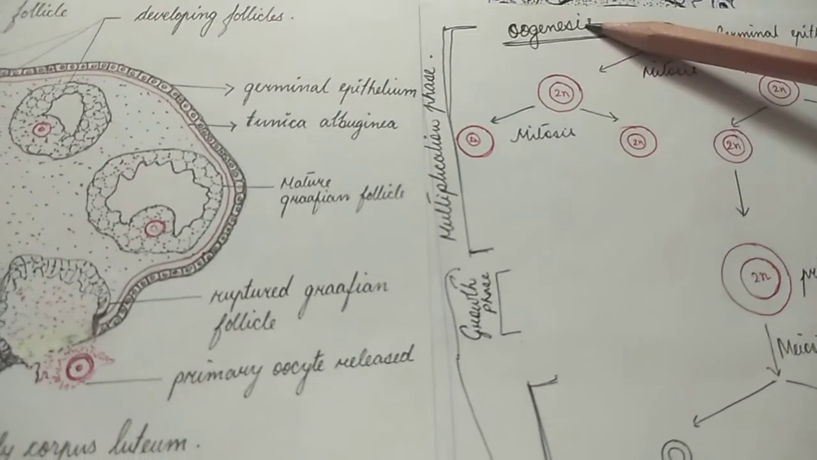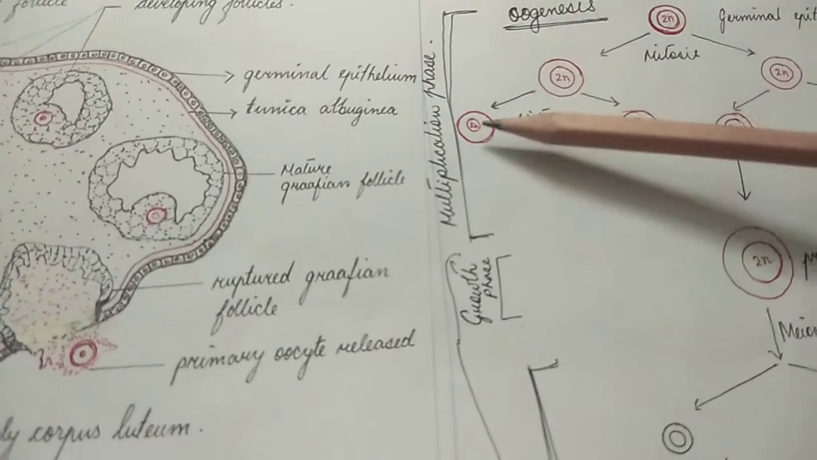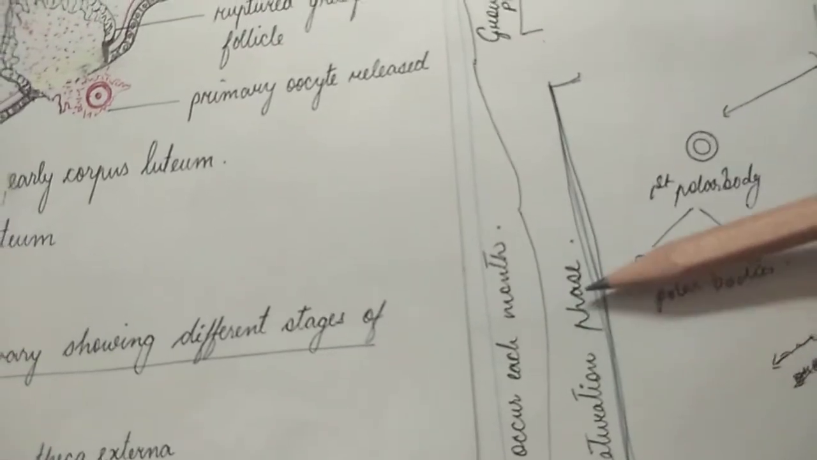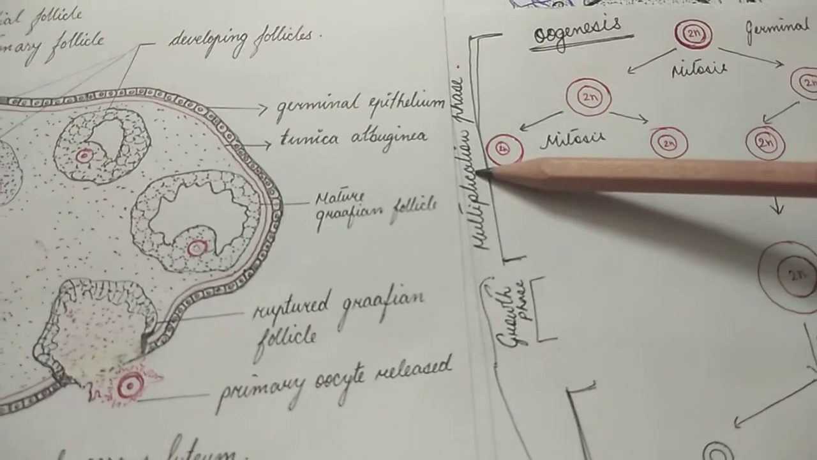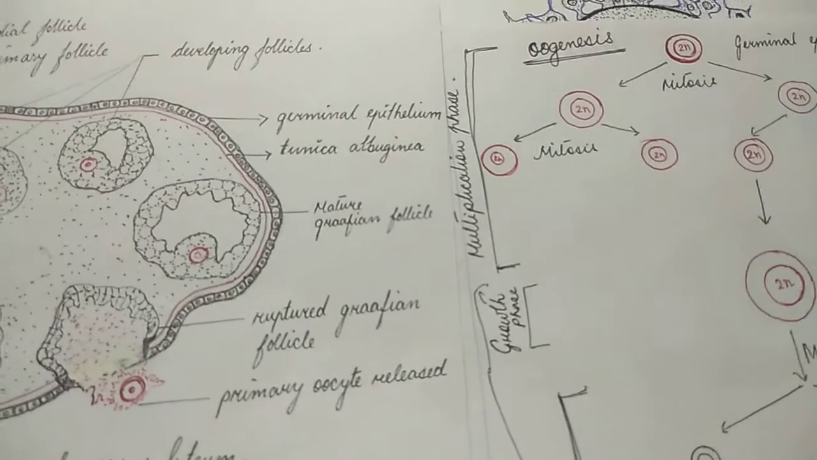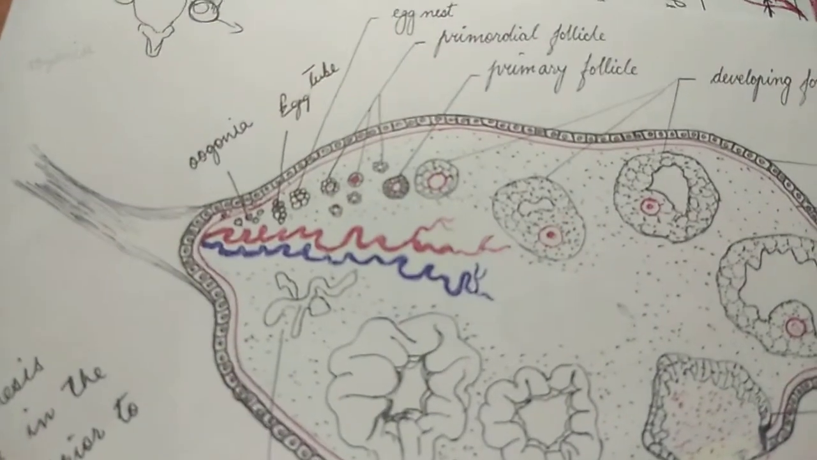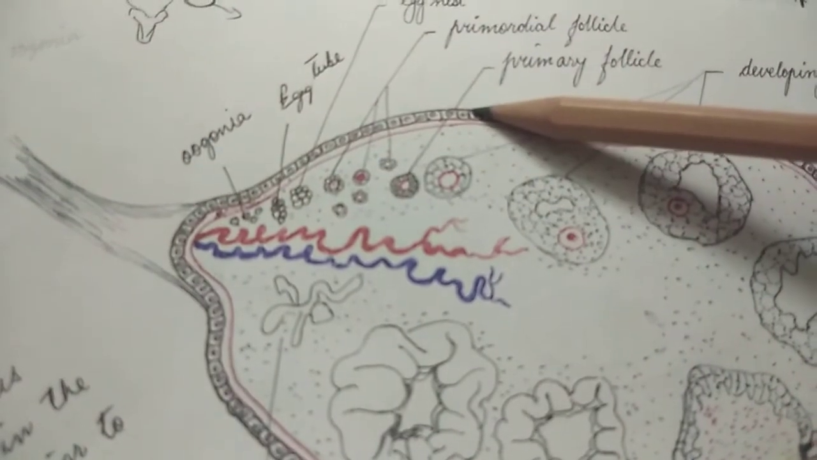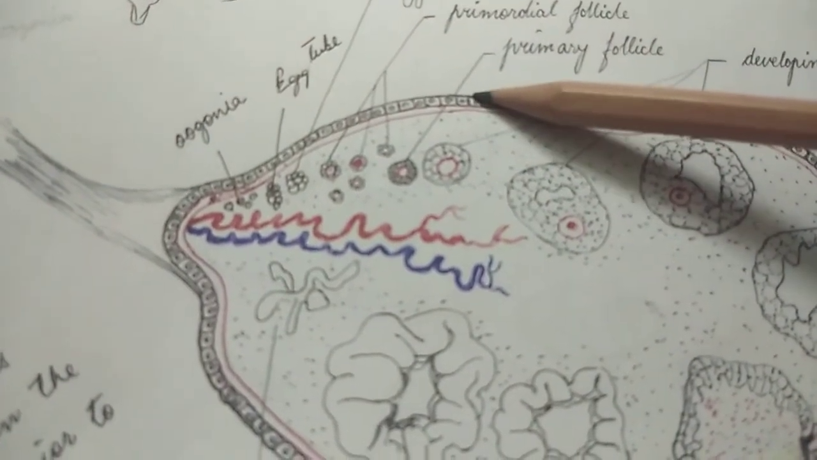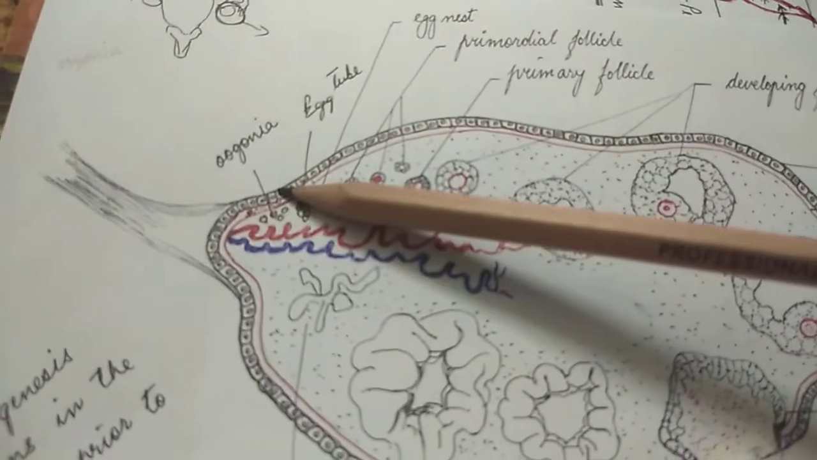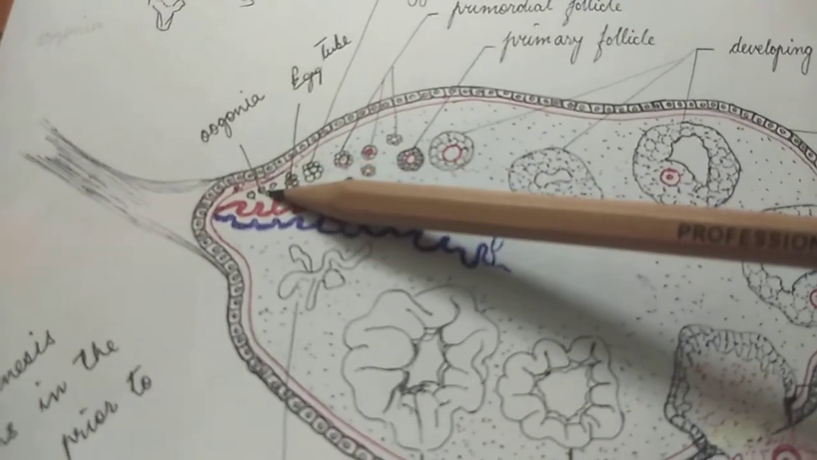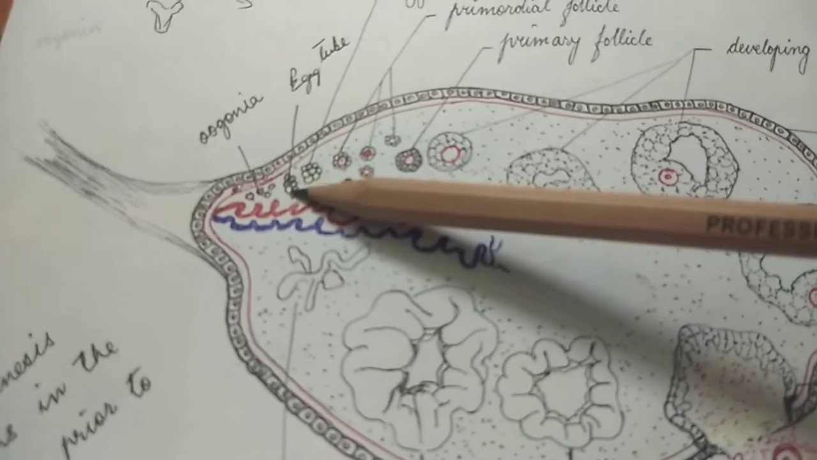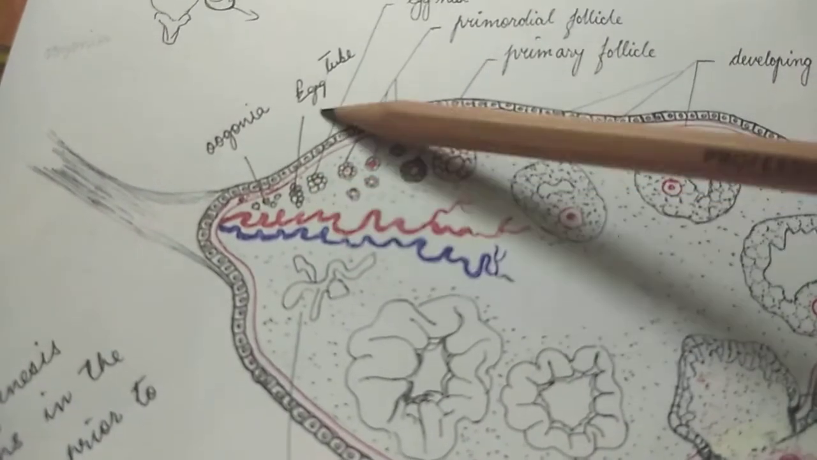Oogenesis is completed in the following three phases: multiplication phase, growth phase, and maturation phase. Multiplication phase begins in the fetus prior to the birth. In multiplication phase, the primordial germ cells undergo mitotic division to produce a large number of diploid oogonial cells or egg mother cells. The oogonial cells undergo mitotic division and project as tube-like or cord-like structures called egg tubes of Pfluger.